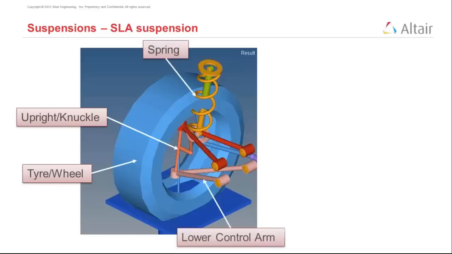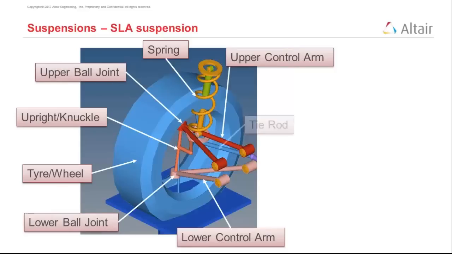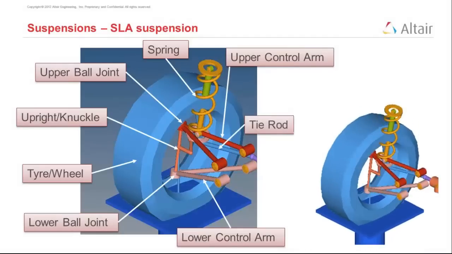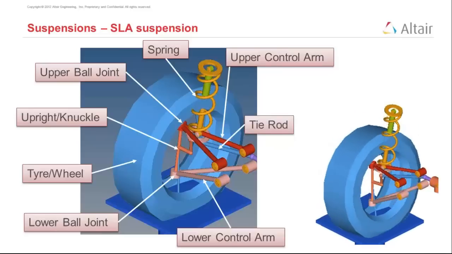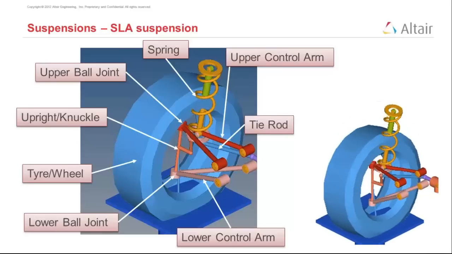We have the spring. We have what we will call the lower control arm, sometimes known as the A arm or the wishbone. Then the upper control arm, the lower ball joint, and an upper ball joint, about which the steering can rotate. And finally, we have a tie rod on the left, which either provides steering to the vehicle, or in the case of rear suspension, prevents the steering of the rear wheel. And it is an important component of suspension design.